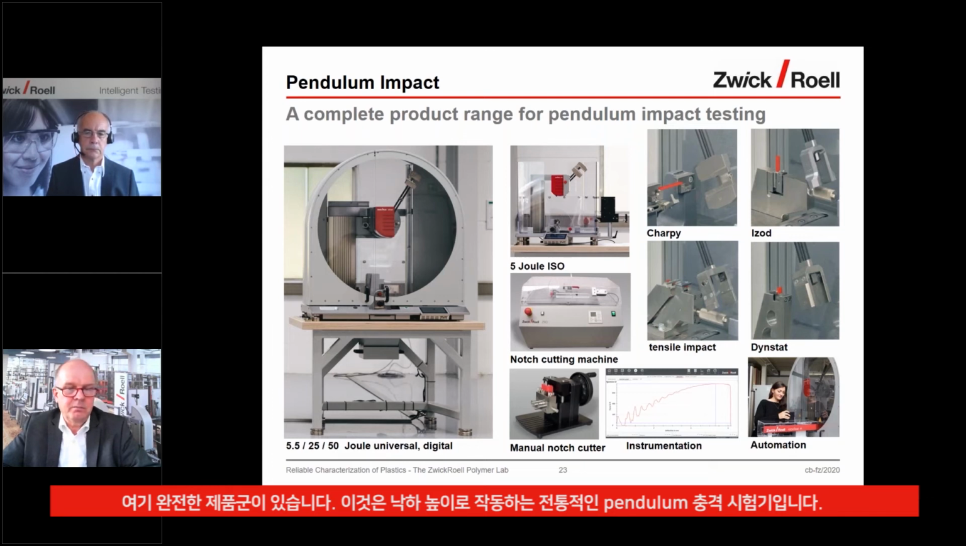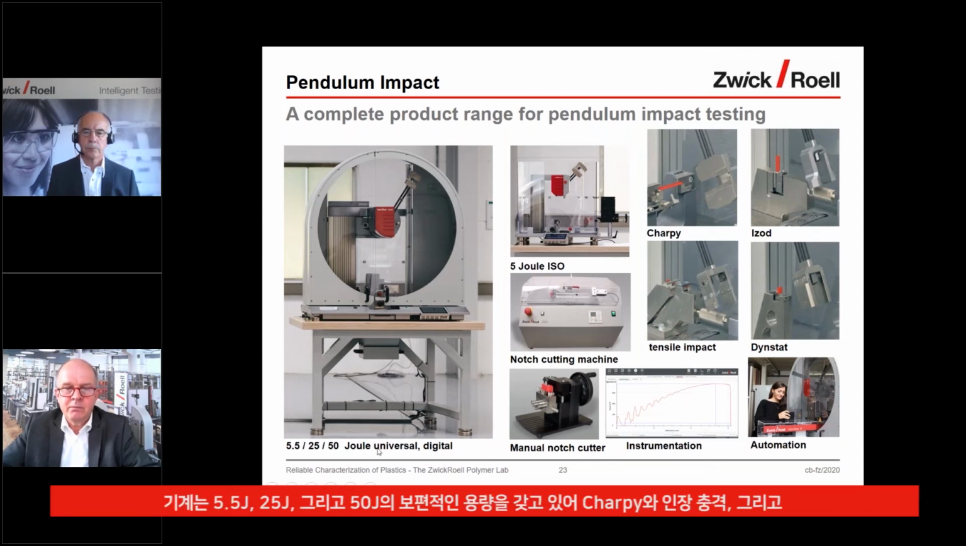There is a complete product range here of, let's say, conventional pendulum impact testers working with a drop height, so measuring energy from the drop height, and also instrumented versions that work with a load measurement. Here, for example, we have a small version which is only 5 joule. This is typical for people doing notched impact tests within the ISO standard, so Charpy tests typically.